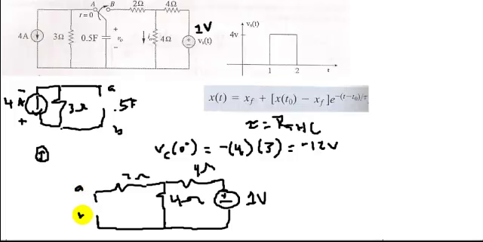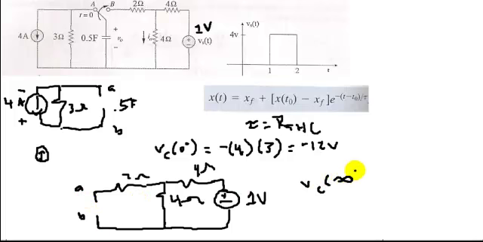Something to remember is that under steady state, capacitors pop open, inductors short. And we want to find the voltage at A and B. And notice there's no current through this 2 ohm resistor, so there's no voltage across this resistor. So the voltage across A and B is the same voltage across this 4 ohm resistor. And if we use the voltage divider rule, we can find the voltage across A and B.